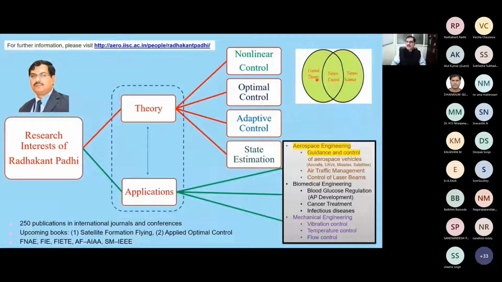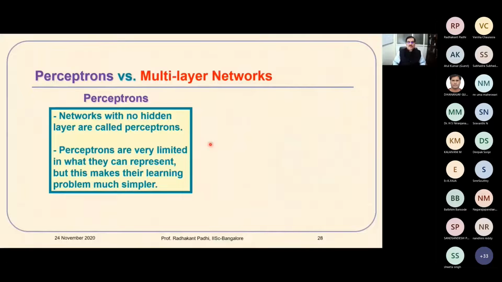All right, so this is what I was speaking about. Control theory and neuroscience together lead to this neural control, and that is where neural networks happen to be one of the key techniques in our lab for solving problems and designing new theories as well.